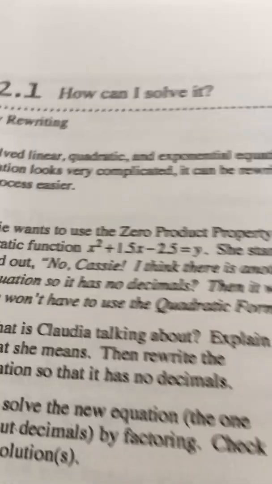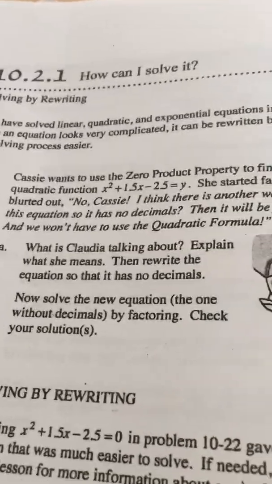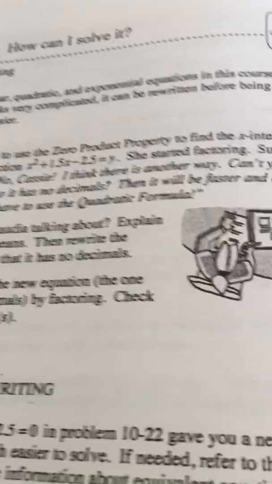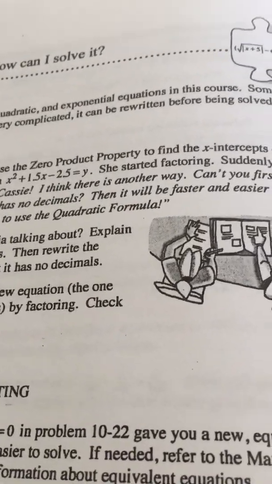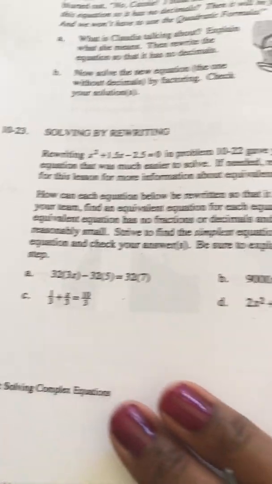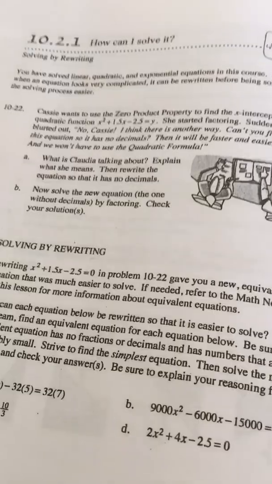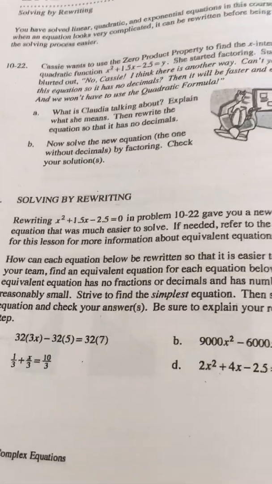Here we go. We are in 10.2.1. How can I solve it? And we have a Casey problem where she has a problem and we're told to solve it with the zero product property. It says x squared plus 1.5x minus 2.5 equals y. Then we look throughout. We have a bunch of problems, some with fractions, some with big numbers over here on this page, a whole bunch of things that we need to rewrite. We're going to have to remember our rules to rewrite them. So let's just start here, 10.2.2, and I'll try to do a video on 10.2.3.